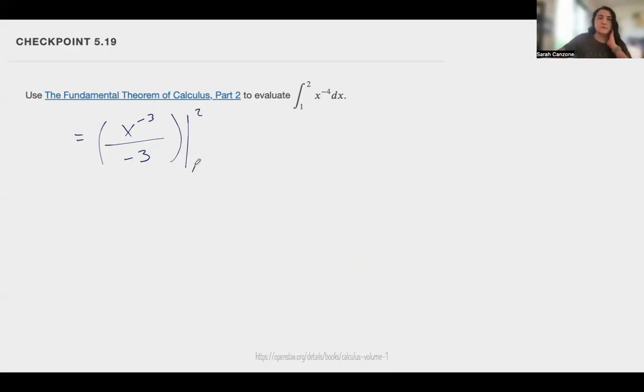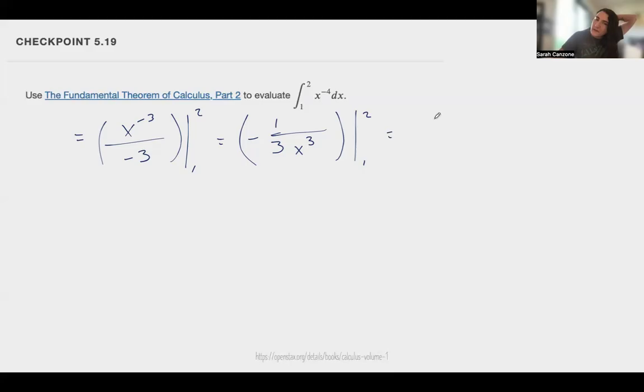Now, this is something that you would probably want to adjust before you plugged in these values because you probably don't know what 2 to the -3 is. I don't. So let's adjust this before we plug in our bounds. First of all, I'm going to pull out this -1/3. And then this right here says if we negate our exponent, we can bring this whole term to the denominator. So this is x to the 3 down here. So what we get is -1/3x cubed, quantity evaluated from 1 to 2.